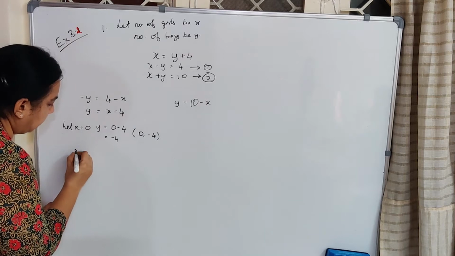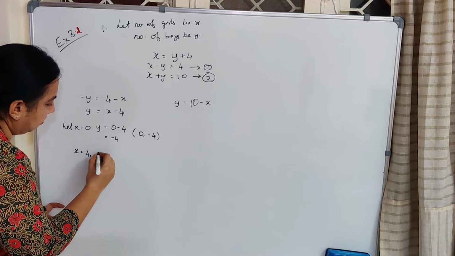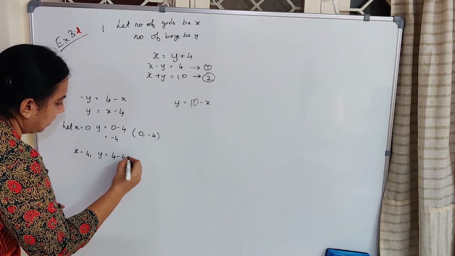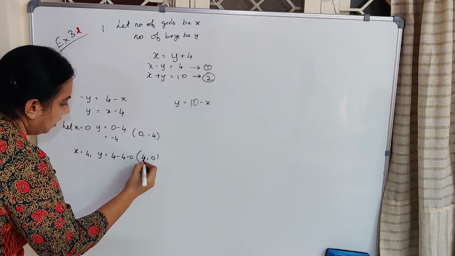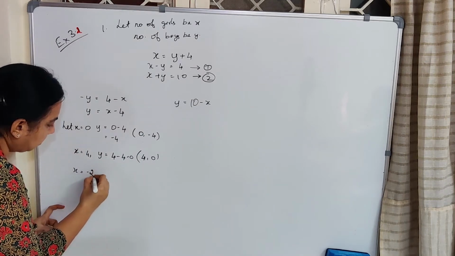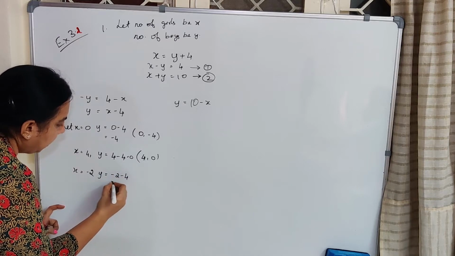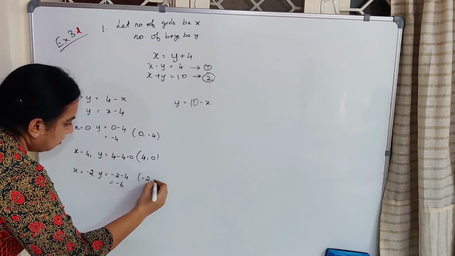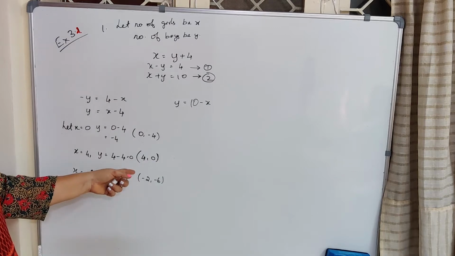Then let x is equal to 4. So y's value becomes 4 minus 4, and that is equal to 0. So the point is (4, 0). And if I'm going to keep a minus number, I'll keep minus 2. I have y is equal to minus 2 minus 4, and that is equal to minus 6. The point here is (-2, -6). So these are the 3 points I have calculated.